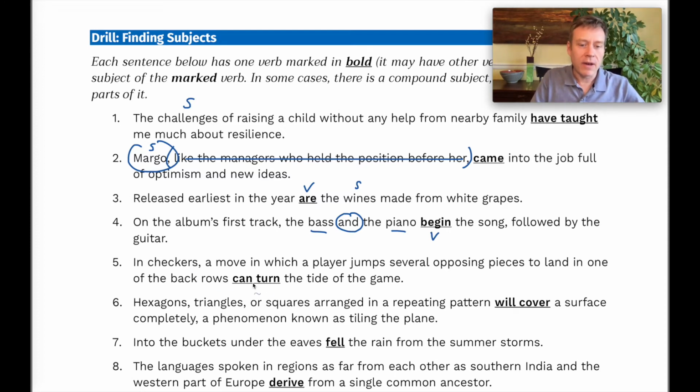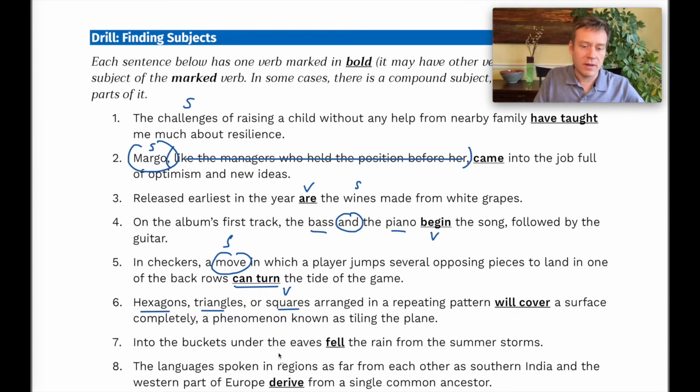In number 5, you can use the sort of logic method of looking. So what is it exactly that can turn the tide of the game? It's a move in which all this stuff happens. And so this is the subject, this is the verb. In number 6, what is it that will cover a surface completely? It's the hexagons, the triangles, or the squares arranged in a repeating pattern. So that again is a compound subject.